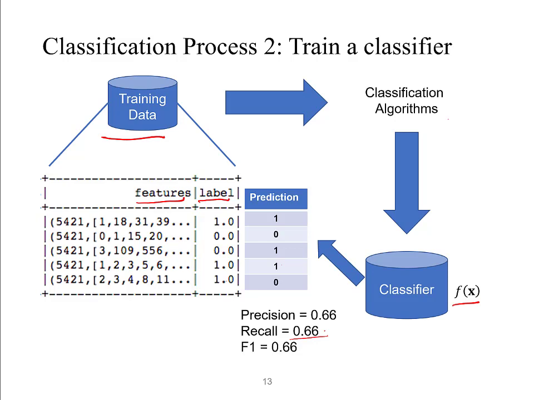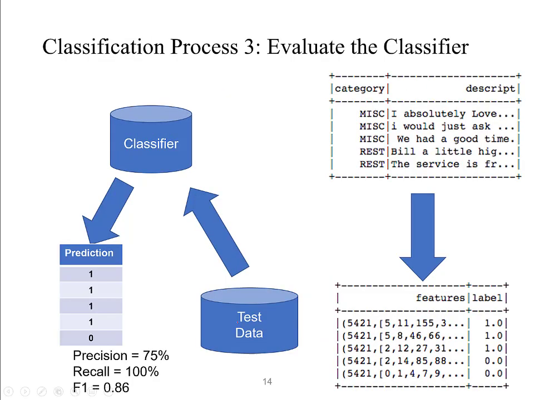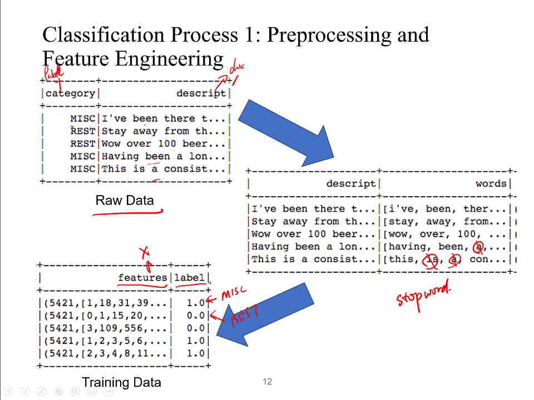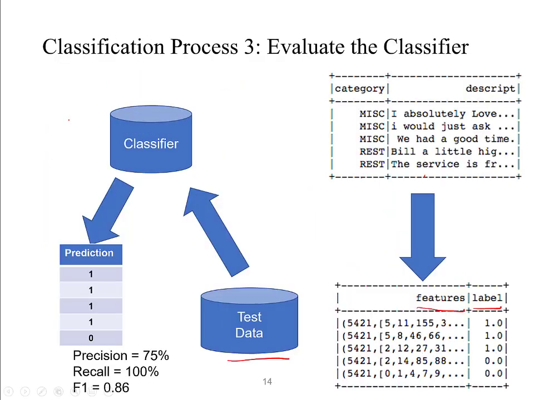And when the classifier has been trained, we evaluate the classifier using test data. So for test data, we do the same thing, right? We use the same procedure. So these are the raw data. We generate feature vectors and labels, right? And as you can see, the data here would be different from the data in the training example.